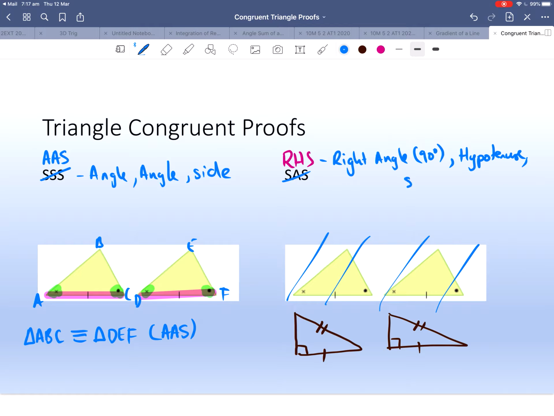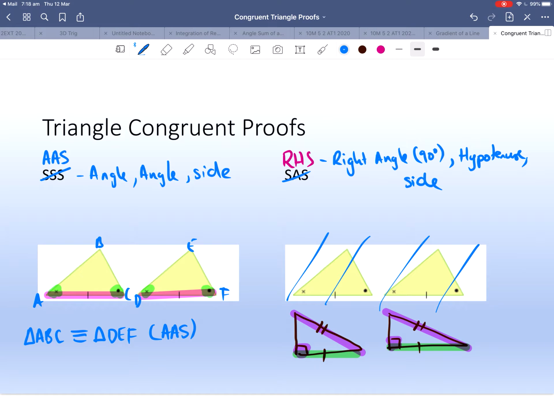And then it just side. Now what this means is that if you've got a right angle on both of them, and they both have exactly the same hypotenuse, it doesn't matter which side, it could be here or it could be here, but if they both have the same side that is exactly the same, then we can say they're exactly the same. And in maths, we say exactly the same, we call it congruency, all right?